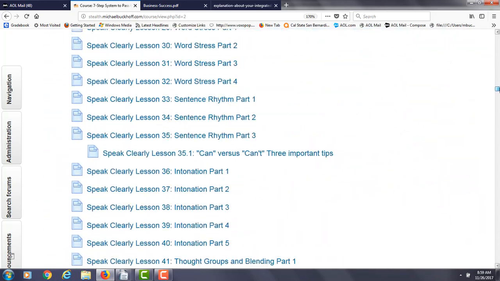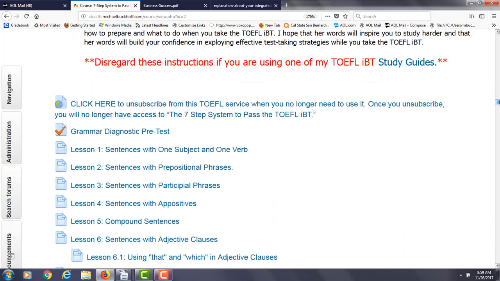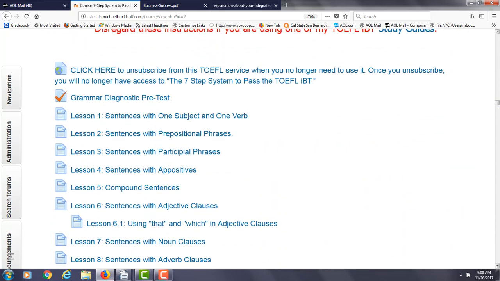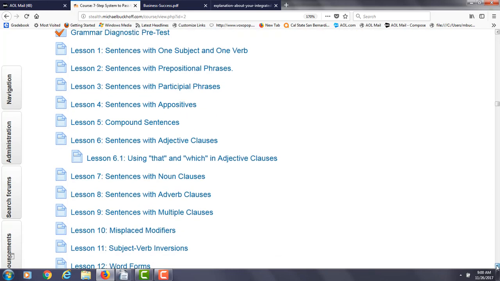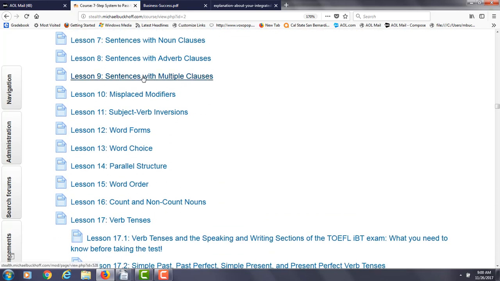Pronunciation, no. Let's go to grammar. Yes, I think you can do some practice here. You need to be comfortable with... Yeah, this will help you with your grammar a little bit. How about lesson number 3 and 4, sentences with participial phrases and appositives. Lesson 5, compound sentences. Take a look at that. Definitely yes, yes, and yes.